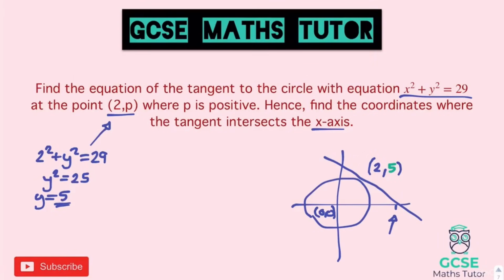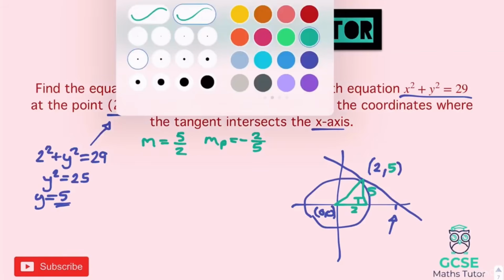Now we can get the gradient of the radius, so connecting that up, drawing a little right-angled triangle, which has a rise of 5 and a run of 2. So our gradient there, m equals 5 over 2. So our perpendicular gradient is negative 2/5. There we go. Now we've got negative 2/5, we can put that into our line equation.